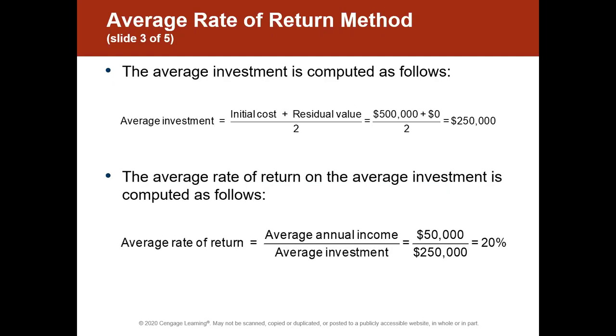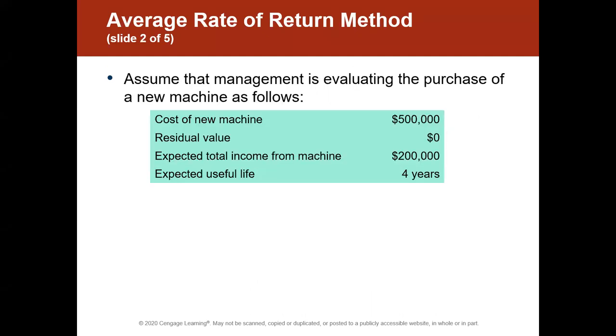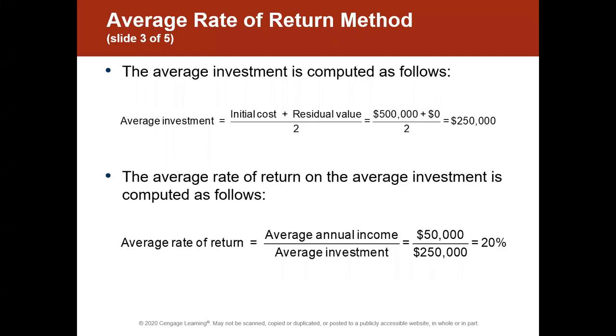So we would say the average investment is computed as follows: initial cost plus residual value divided by 2. Oh, so no, that 200,000 is the total income over 4 years. Okay. And then our average annual income: what they did is take that 200,000 and divide it by the useful life of 4. That gave them an average annual income of 50,000, and they divided that by the average investment, and they came out with 20%. So that's our average rate of return. What that means really is what it sounds like, right? What this asset is going to bring us is a 20% rate of return over its life.